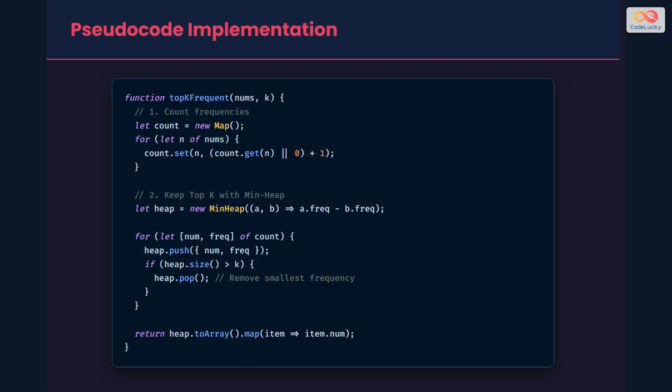In code, it looks like this. First, build the map. Second, initialize a min heap. Loop through the map, pushing items into the heap. If the size hits k plus 1, pop the minimum. Finally, return the elements remaining in the heap.